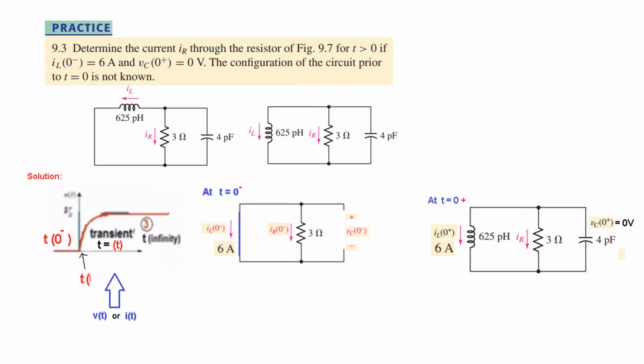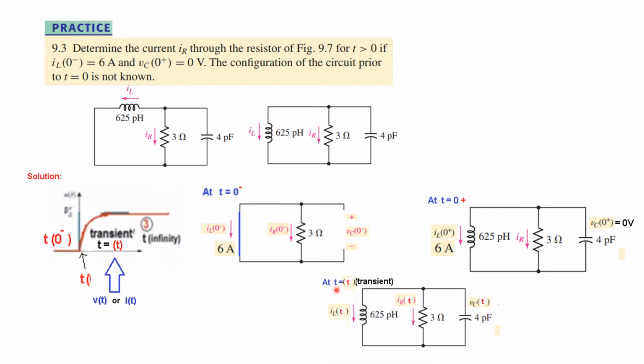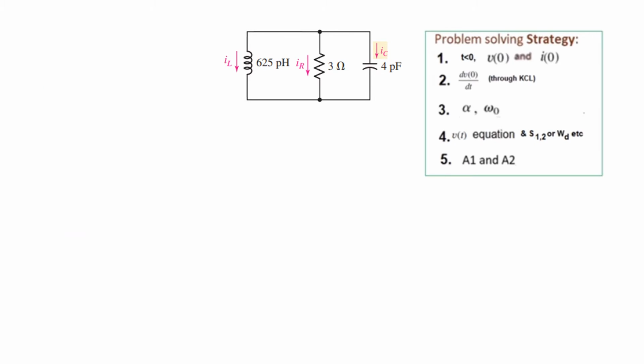What we are interested in is the transient region. In the transient region, t is equal to t in bracket, so the inductor current will be called IL(t), this is IR(t), and this is VC(t). Note that in some books, capacitor voltage is written as VC, and in some books it is just called V. Keep that point in mind. With this background, now we'll solve the question.